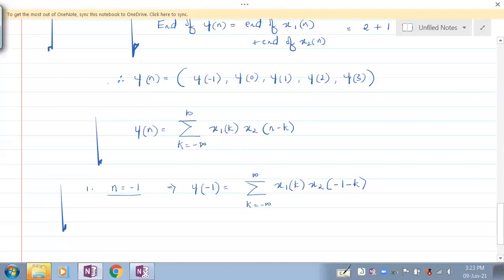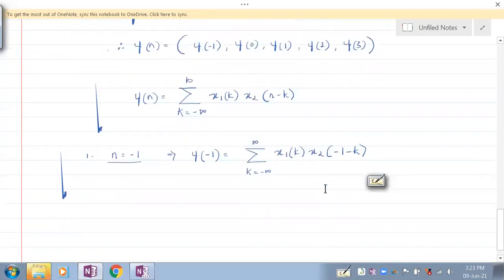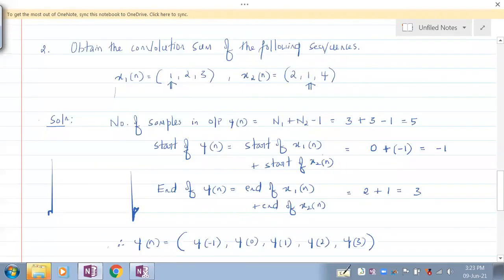Understand? Now we need to write these two sequences. What is the first sequence? The first sequence is x1 of k. So what is it? It is 1, 2, 3, and this is where the 0th sample is. Now we need x2 of minus 1 minus k. To understand that, you always need to have x2 of minus k in hand. This is x2 of n, right? So what is x2 of minus k then?